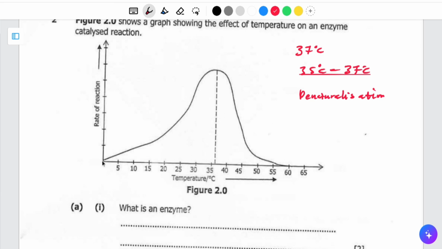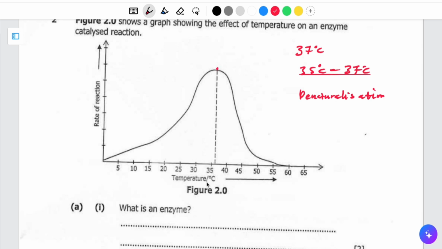Okay, now one thing that you need to understand here is that, as you can see, the graph starts from 0, increasing in the rate of the chemical reaction. So here we have the rate of the chemical reaction. As you increase the temperature, the rate of the chemical reaction is going to increase. When the temperature is low, the enzymes are going to be inactive, meaning they're not going to be active. So as the temperature is increasing, the rate of the chemical reaction is going to increase up to this point here.